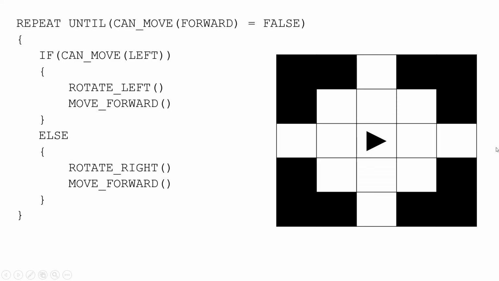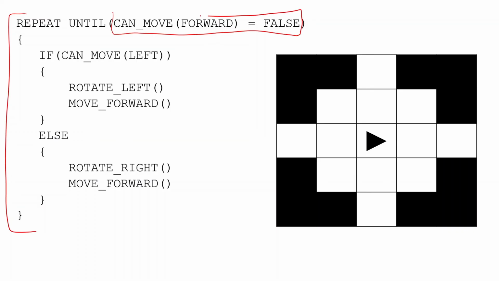Another interesting one. Okay. So this whole thing is in a repeat until can move forward equals false. Okay. So in plain words, what does this mean? Because I always think that kind of helps us understand what's going to happen. This means I'm going to just keep doing this code until I can't move forward anymore. So repeat until I can't move forward.